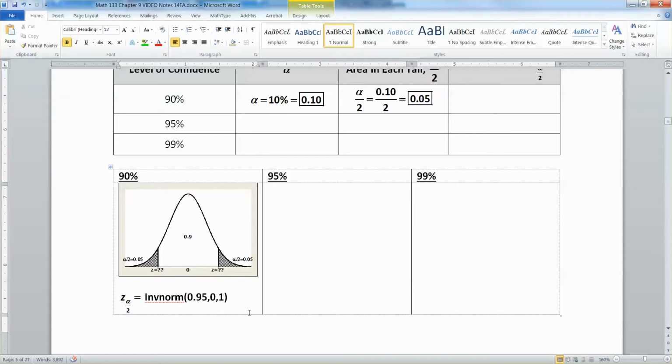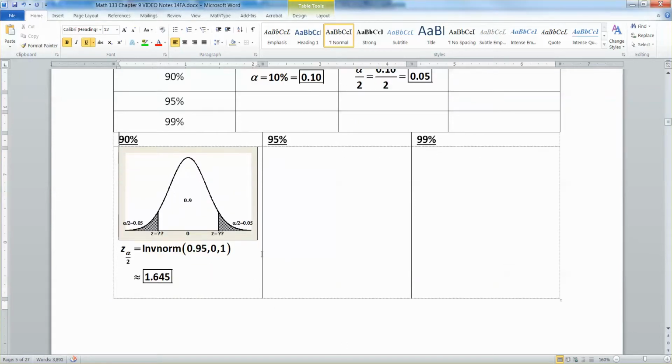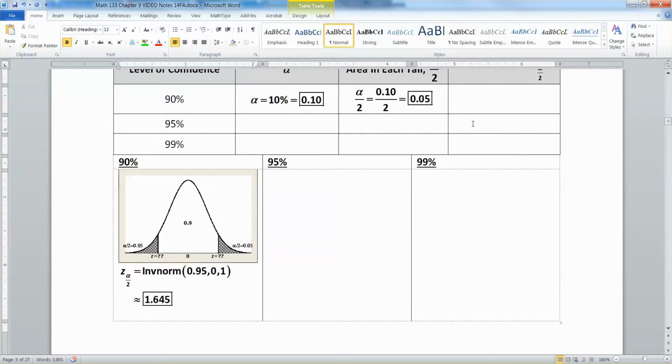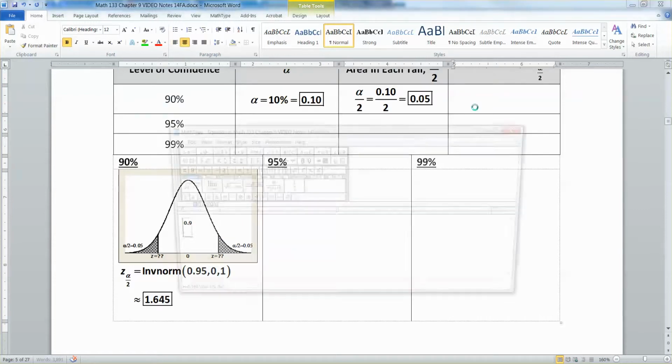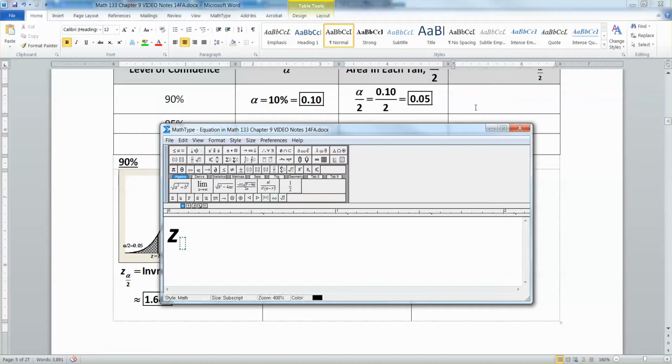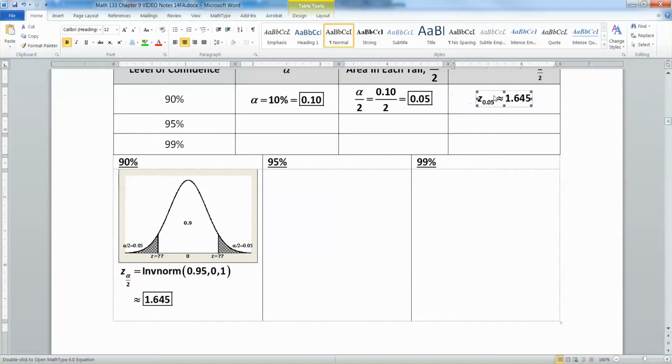And there we have it. Now, to do this problem on your exam, you would have to do exactly what I've done here. You'll have to draw a picture. You'll have to shade it. You'll have to show your calculator entry. That's the inverse norm part. And again, you can use either 0.95 or 0.05, but you definitely want the positive number over here. So you're looking for z 0.05. Z 0.05, that's the area in the right tail, is approximately 1.645. And then we're just going to do it again for the other two.